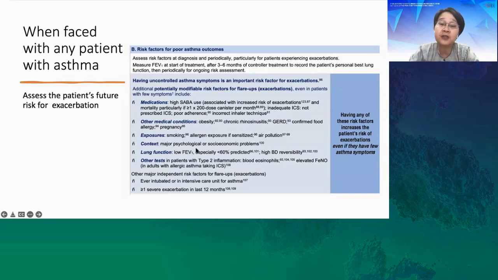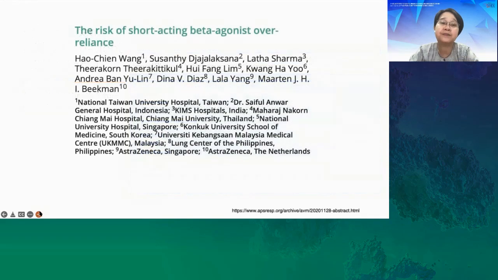So when we look at lung function, actually a very low FEV1 or very reversible airway tells us that this patient's potentially going to run into problems, right? In the history, you want to ask about their intubation or severe exacerbation in the last 12 months. Again, these are risk factors that increase the patient's risk for asthma exacerbation.